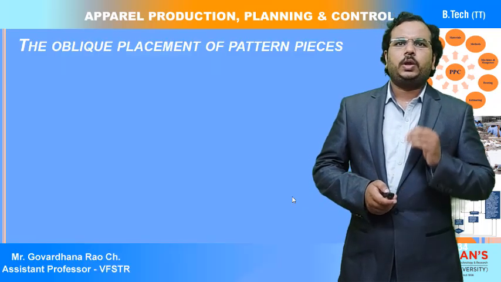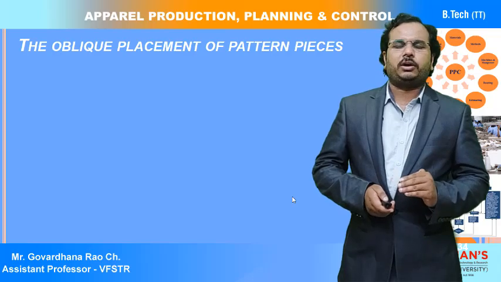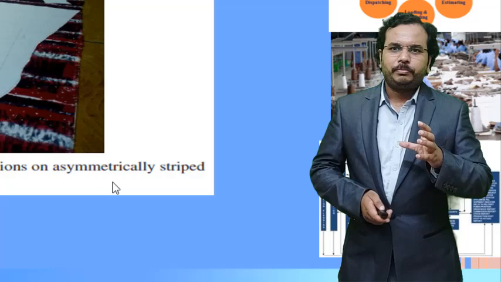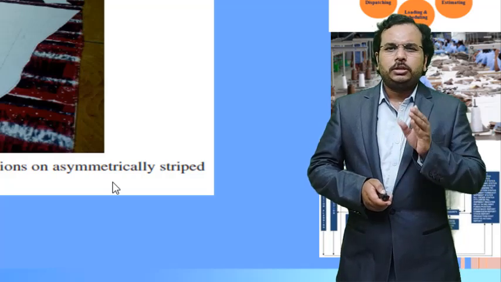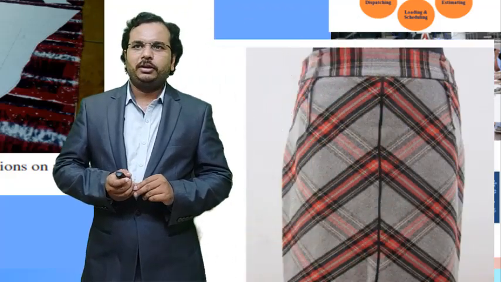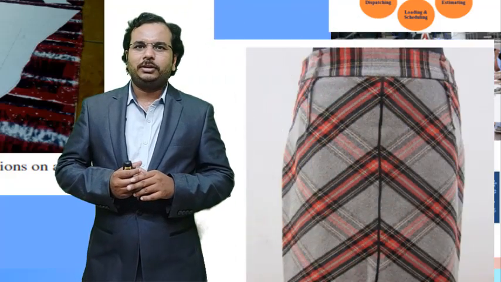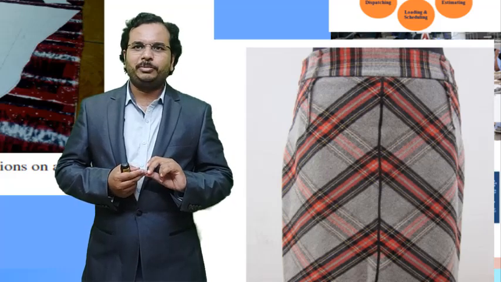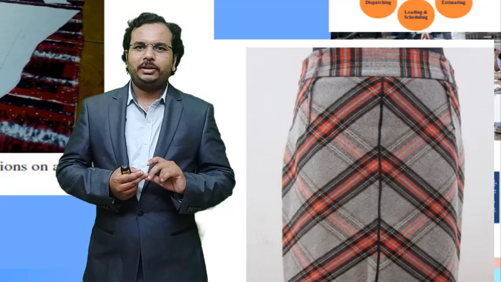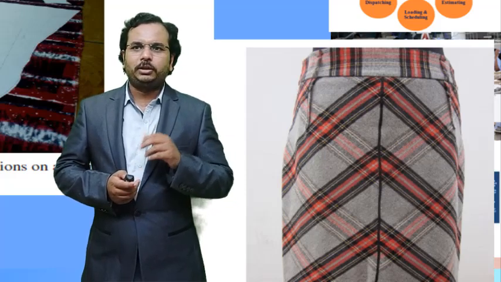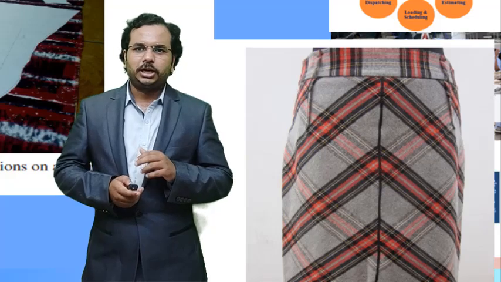Then the oblique placement of pattern pieces. Now you can see the oblique pattern placements, I'll give you a small example figure here. You can observe here that both are matching, but it is in the oblique placement. So it is nothing but an asymmetrical stripe, but at an angle. So it is a biased or obliquely cut skirt.